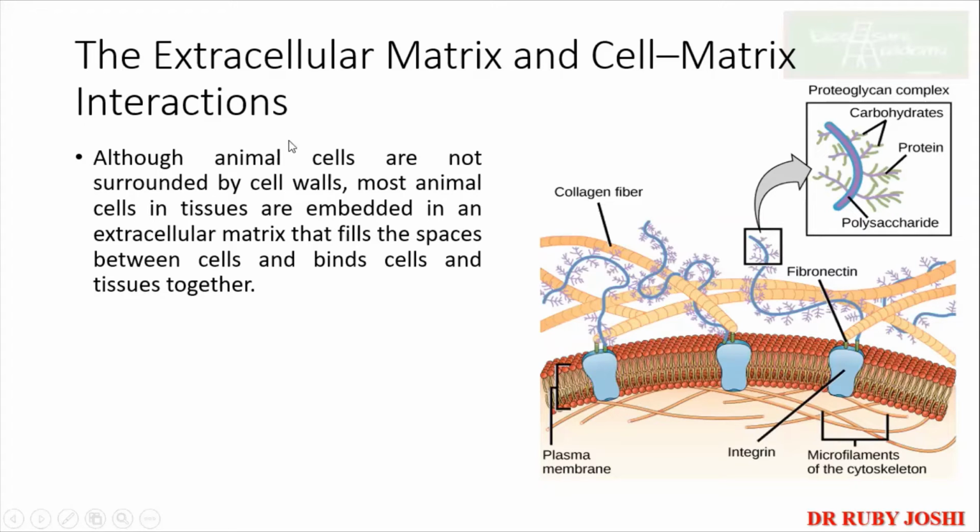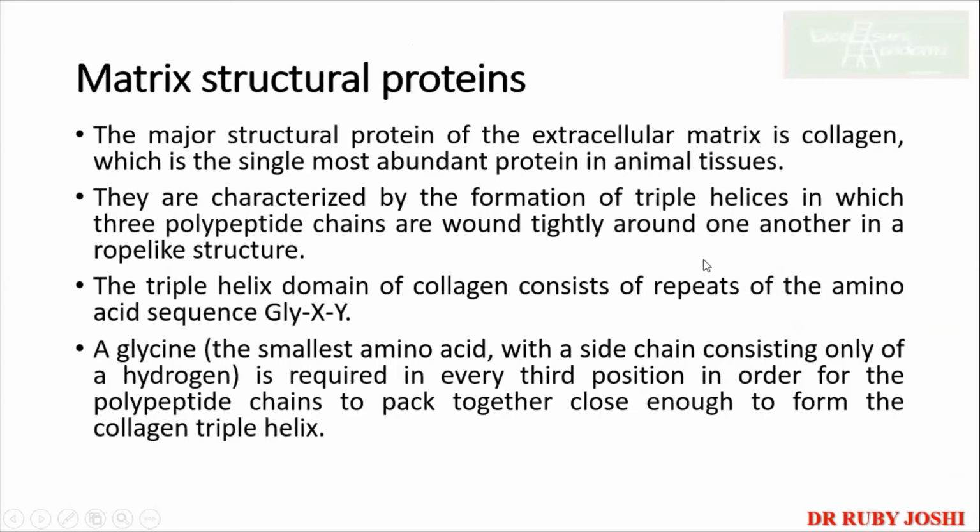Although animal cells are not surrounded by cell walls, most animal cells and tissues are embedded in the extracellular matrix. This matrix helps in binding the cells together as well as the tissues together. Now look over here. This is your plasma membrane. We have talked about the microfilaments and integrin molecules connections, right? Now they are in turn connected to the extracellular matrix components like the proteoglycan complex or the collagen fiber, right? So all these components are present in the extracellular matrix and we will be discussing their connections further. Now, the first component is your matrix structural proteins.